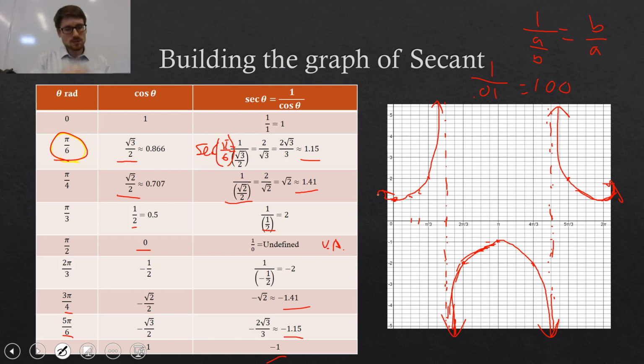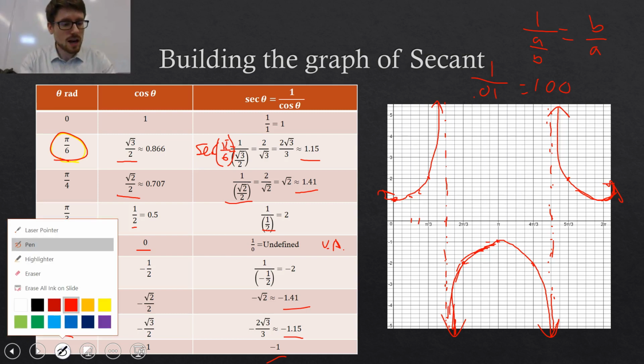Now, what I want to do is I want to sketch cosine on this as well. And I want to show you an alternate way to do the graph of secant based off of the graph of cosine. So kind of using cosine's graph as a guide instead of computing these tables of values the way that we are doing for secant. So this is tedious to create this table every time. So instead, I'm going to just really know cosine's graph.